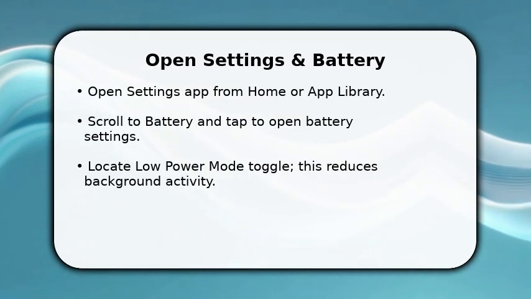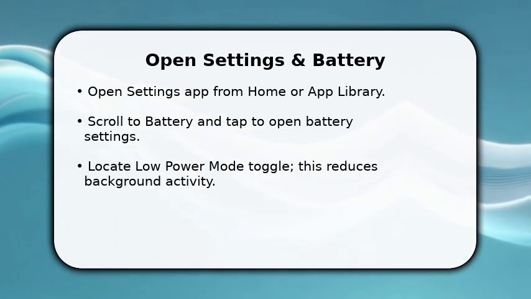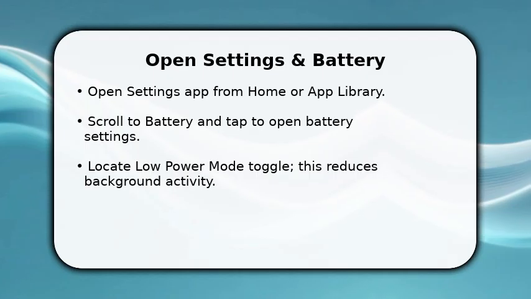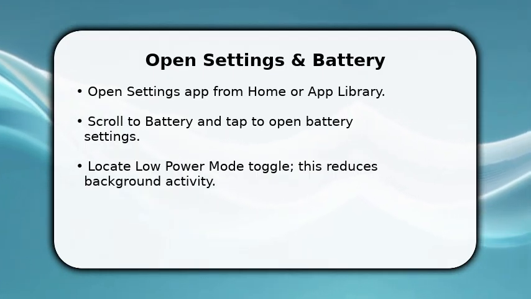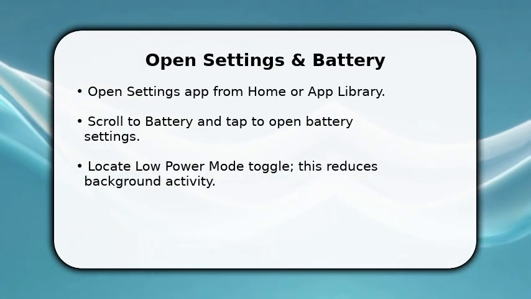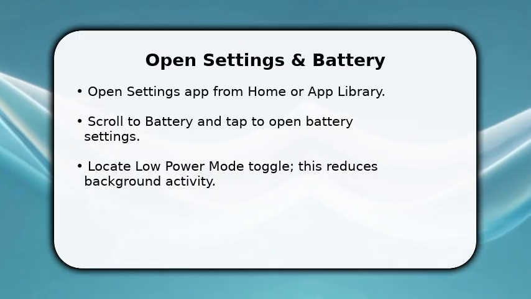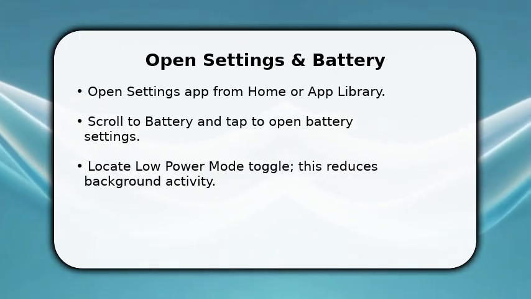Make sure you're not charging. Low Power Mode disables automatically above 80%. You'll see the battery icon turn yellow. That's a quick confirmation. Now that it's enabled, your iPhone will conserve battery without changing your basic usage.